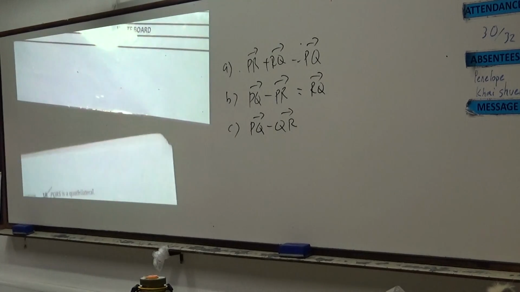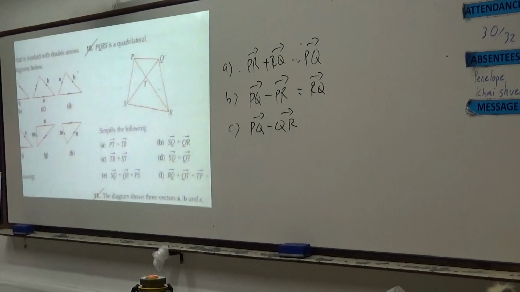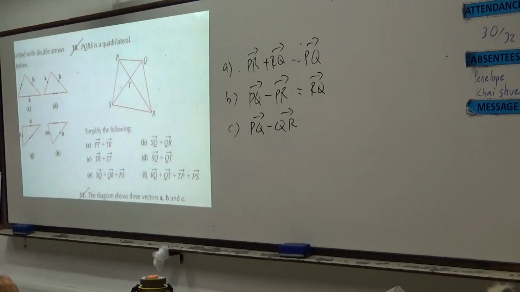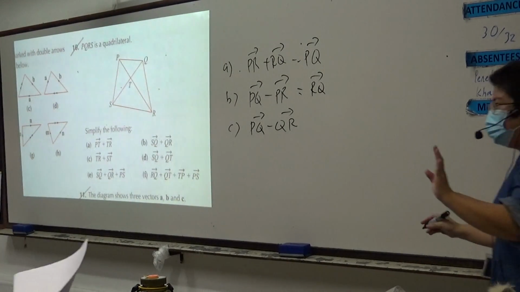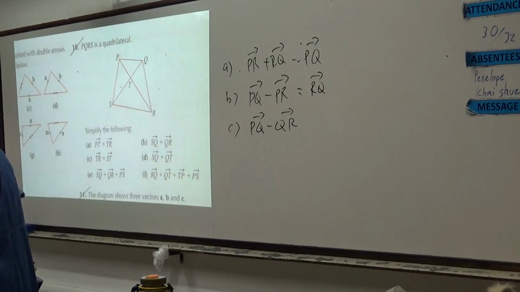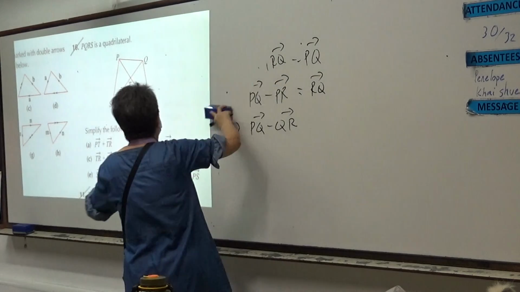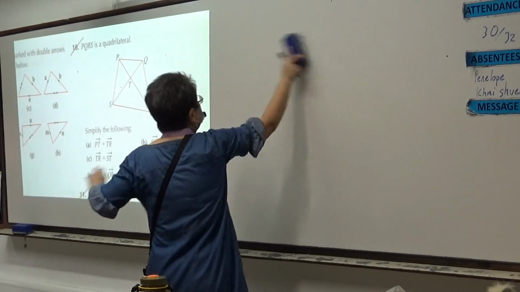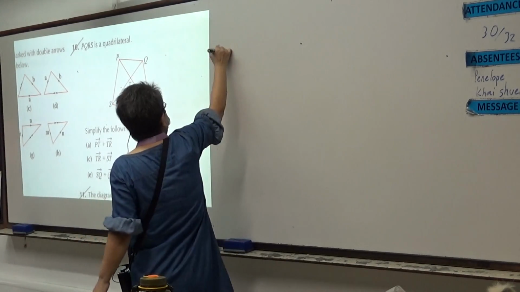Can we look at question number 10? No need to draw. Just look at question number 10 and I want to do it behind the square paper. Is that clear? Behind the square paper. Okay? 10A.